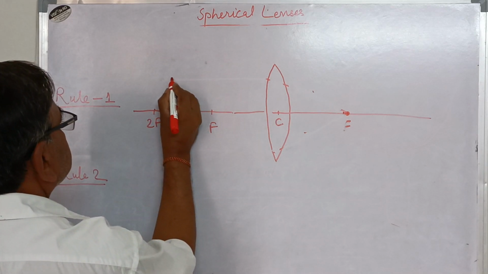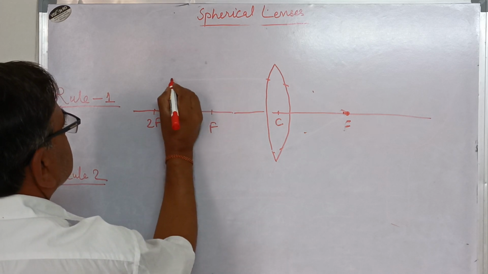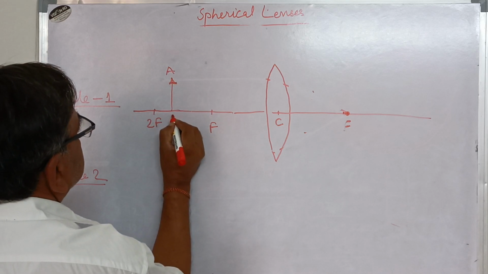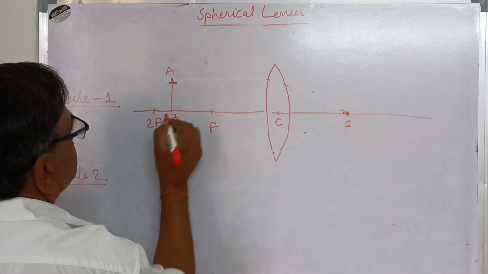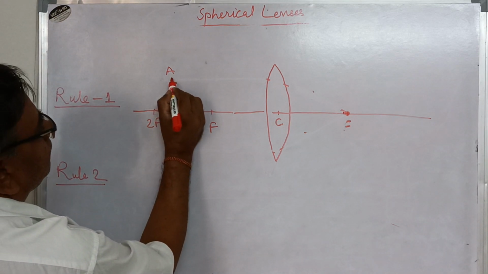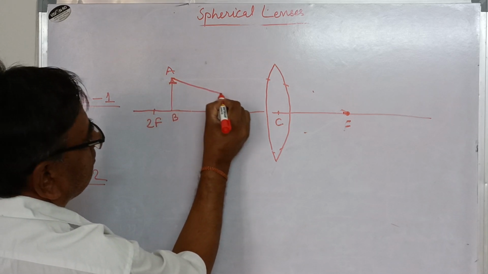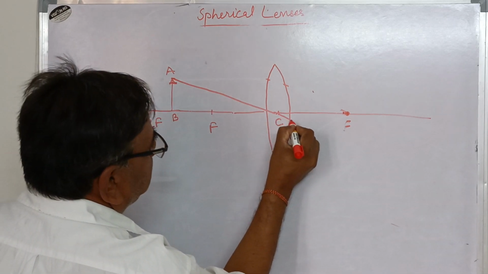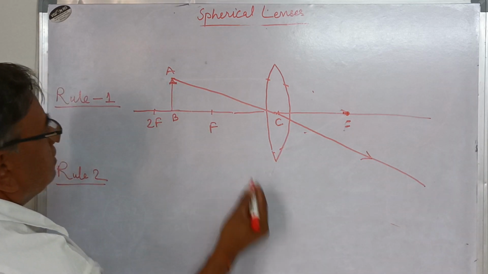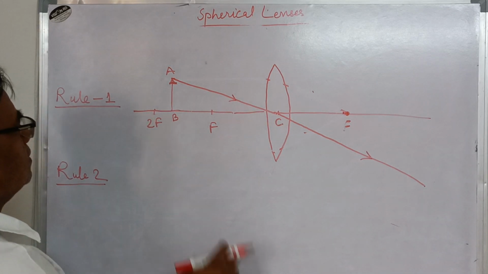Let here be some object. The object is always put above the principal axis. This is the head of the object, and this is point A, this is point B. Now, if a ray passes through the optical center, it will pass straight to the other side of the lens. This will not deviate. This is the rule.